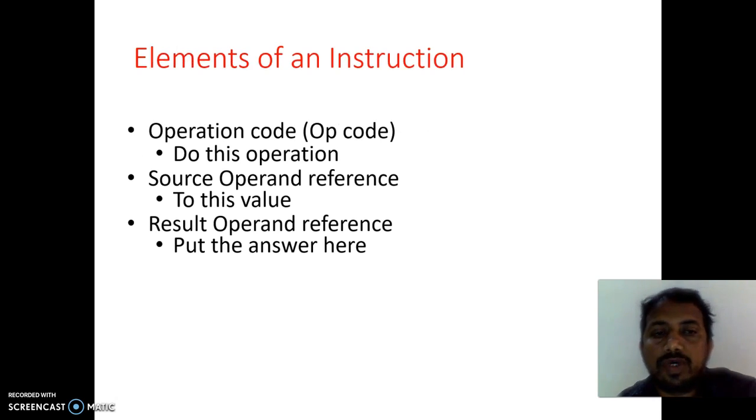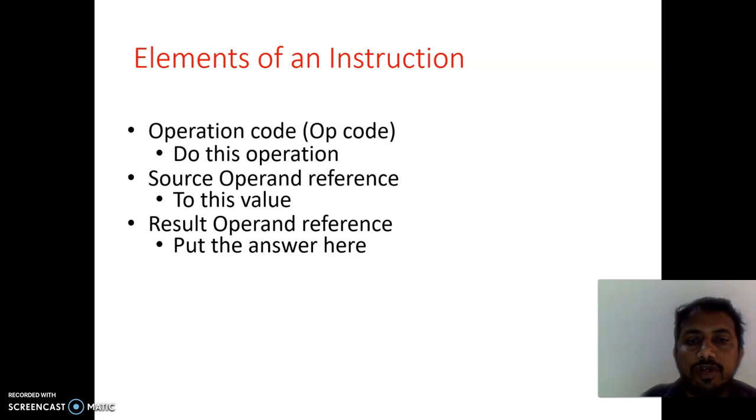So coming to the first one, the elements of an instruction. There are three elements of an instruction. Number one is the opcode, then the source operand and the resultant operand. The source operand is the value from where we will take the value, and the resultant operand is where the result is being put.